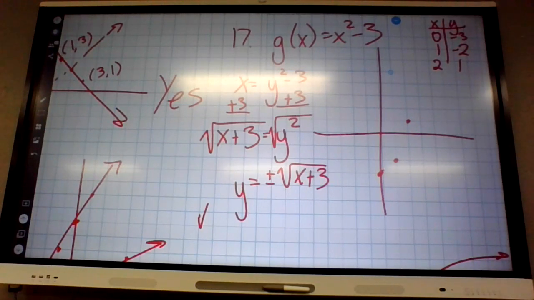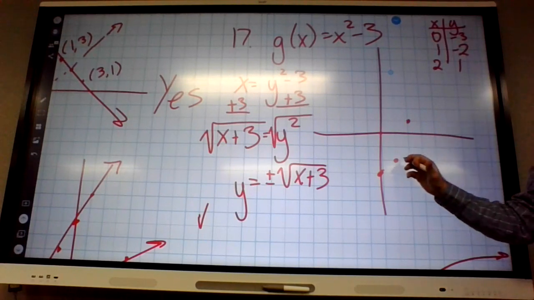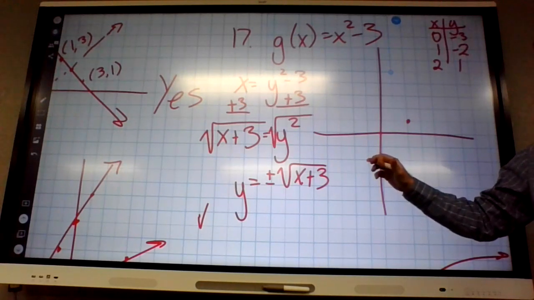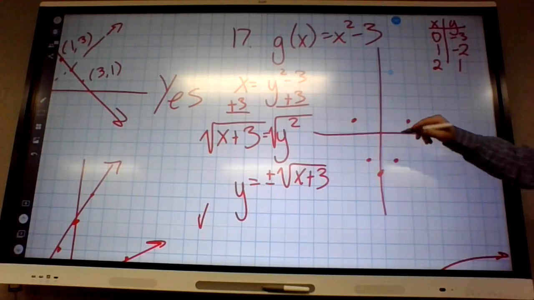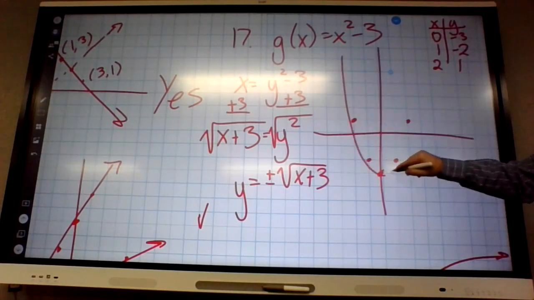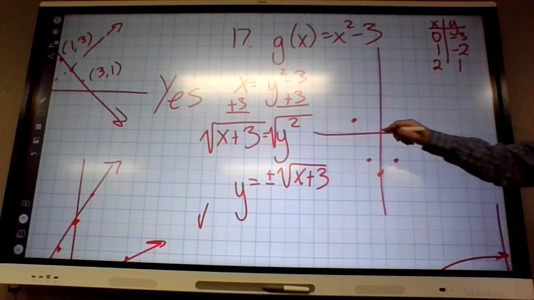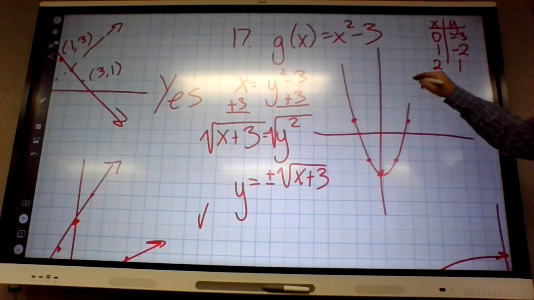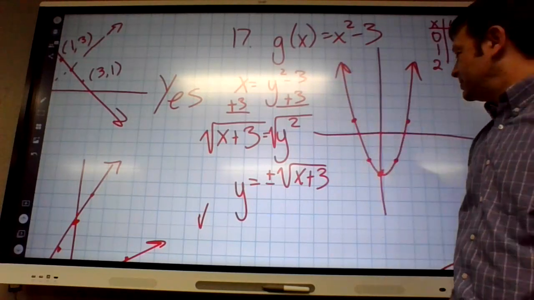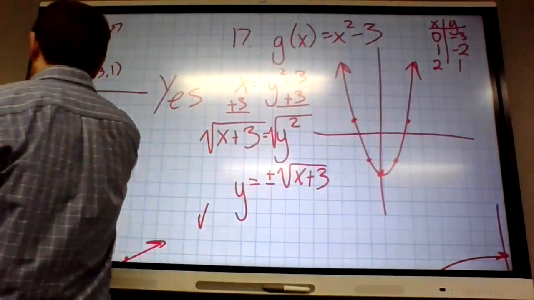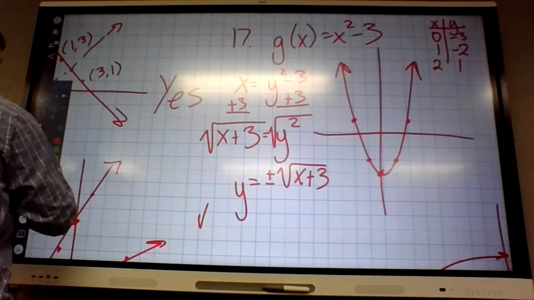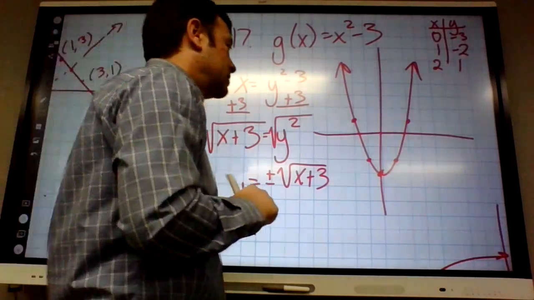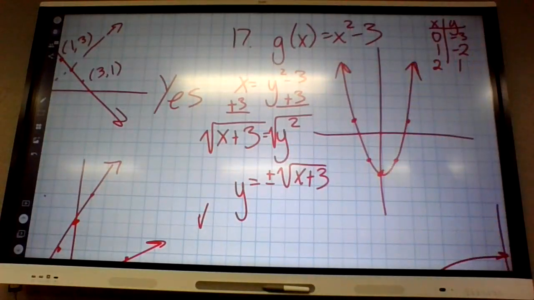You guys remember how we did parabolas? They're just mirrors. You mirror the image over the vertex. So there's a point there and a point right there. Okay, there we go, that's better.